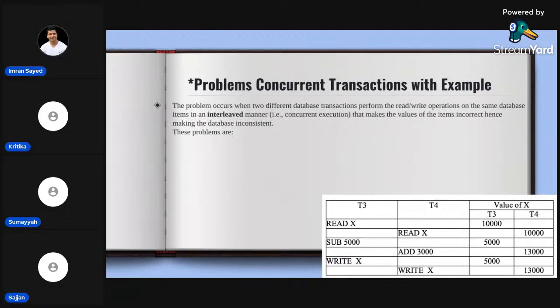What are the problems? The problem occurs when two different database transactions perform the read or write operation on the same database item in an interleaved manner. That makes the values of the items incorrect, hence making the database inconsistent.